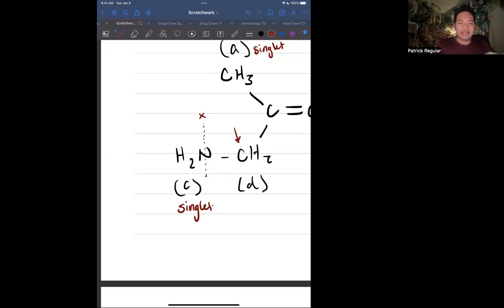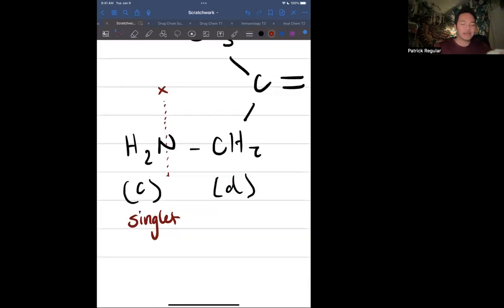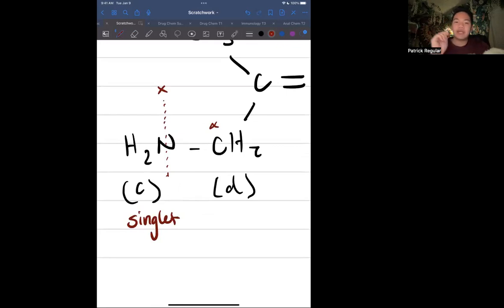Again, it's going to be a singlet. It's going to be a 2H singlet because though you would think it would couple with the adjacent carbons, it cannot cross. So now let's look at D. We're looking at the hydrogens on this carbon. Let's label that our alpha carbon. Now let's look at the adjacent hydrogens it has. We know we can't cross this, so those 2 hydrogens will not couple with the 2 hydrogens on this amine group.